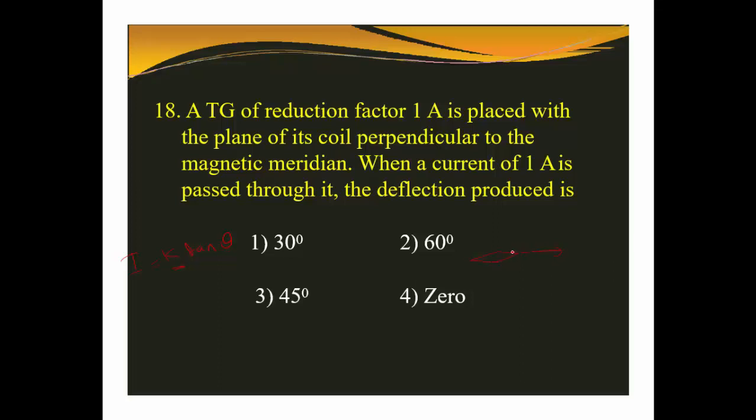The magnetic meridian and the needle point in the same direction. If they are in the same direction, the angle between them is 0. The angle made by the deflection is 0. So if a tangent galvanometer is placed perpendicular to the magnetic meridian, the magnetic field and needle will be in the same direction, so the angle described will be 0. No deflection. The fourth option is the correct option.